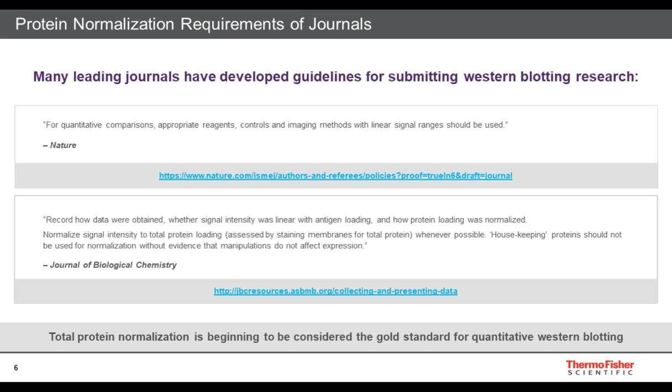So actually, total protein normalization is beginning to be considered as the gold standard for quantitative Western blotting. The prestigious journal Nature recommends for quantitative comparisons, appropriate reagents, controls, and imaging methods with linear signal ranges should be used. Similarly, Journal of Biological Chemistry, or JBC, recommends normalizing signal intensity to total protein loading, which can be assessed by staining membranes for total protein whenever possible.